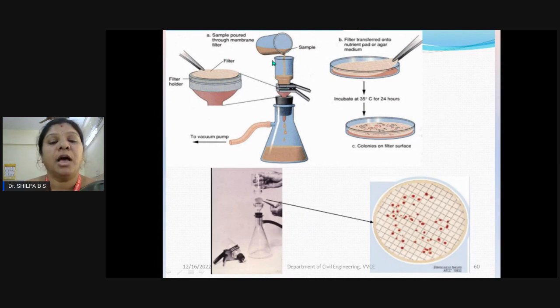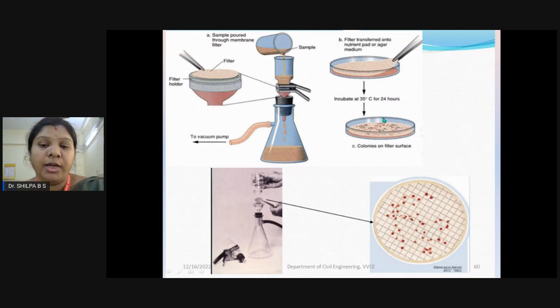Okay, and then after filtration of 100 ml of that sample, that filter paper is transferred to the petri dish, for which we already added the broth. Depending on what type or what species of microorganisms we want to detect, we will take that particular broth, and over that broth we will place this filter paper, and then we will incubate at 35 degrees centigrade. Initially, we will check after 24 hours.